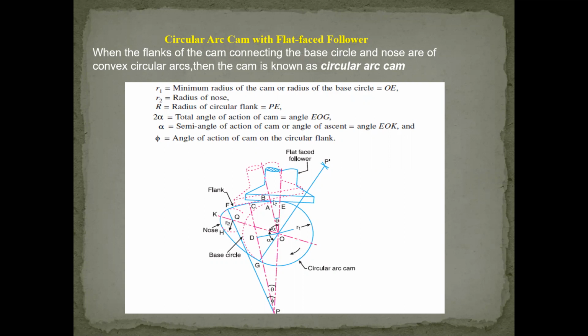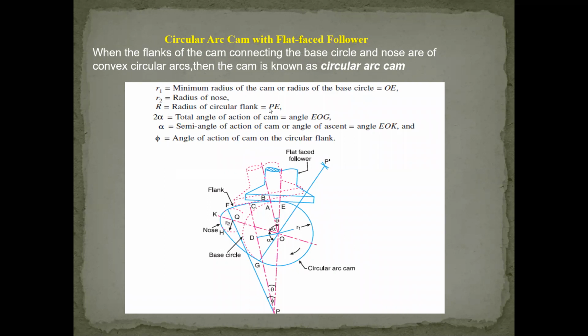So that is the angle EOG, the angular displacement occupying this portion. Alpha is the angle of ascent, semi angle of ascent, that is EOK. Now phi is the angle of action of cam of the circular flank. So that means up to our triangle EPF. That is the semi angle of the action of cam of the circular flank.